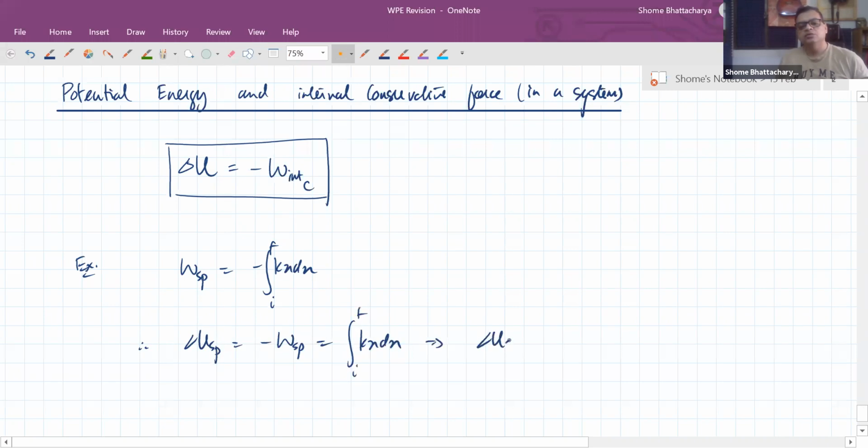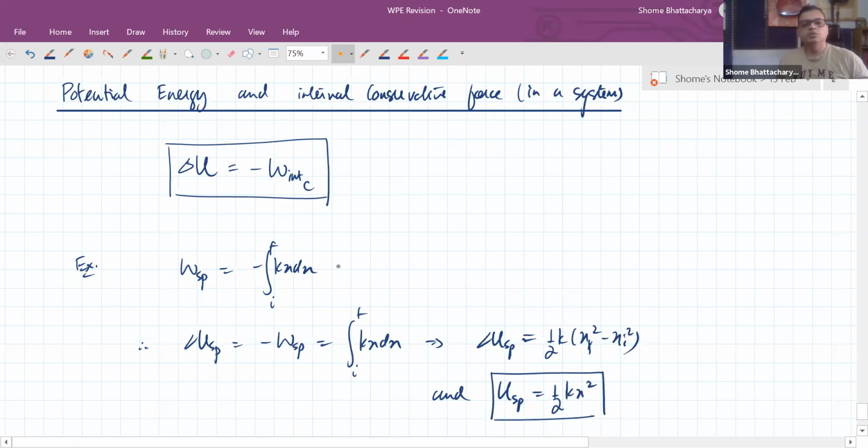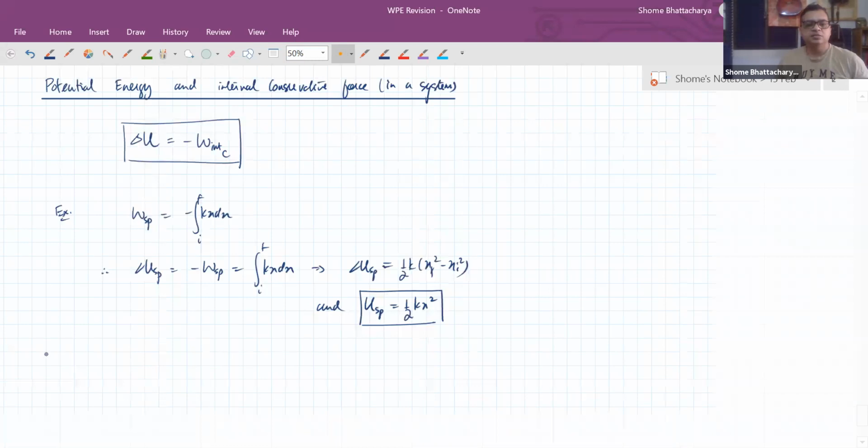So delta U for a spring becomes defined as half k times the final position squared minus the initial position squared. And from this, we define the absolute potential energy of a spring as half kx squared. So this formula comes from the general relationship between potential energy and an internal conservative force.